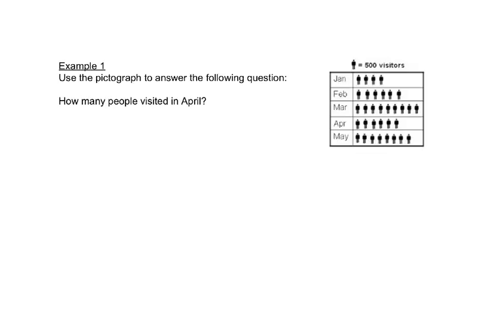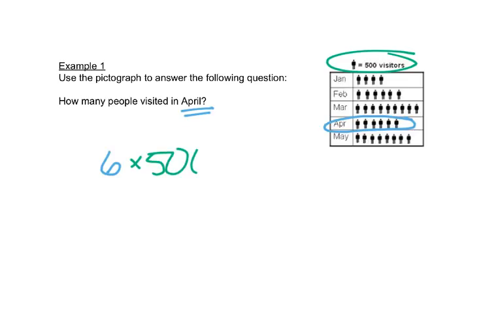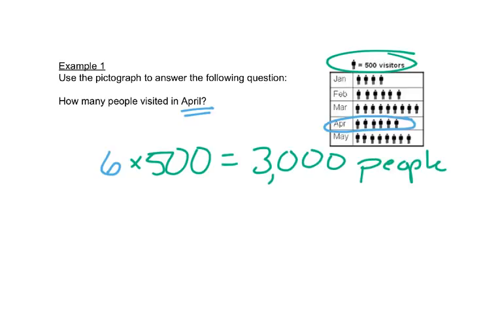So this is an example of a pictograph. It asks how many people visited in April. So we look at April and we see that there are 6 pictures there. So we have 6. But each picture represents 500. So we take 6 times 500 and we get 3,000 people visited in April.